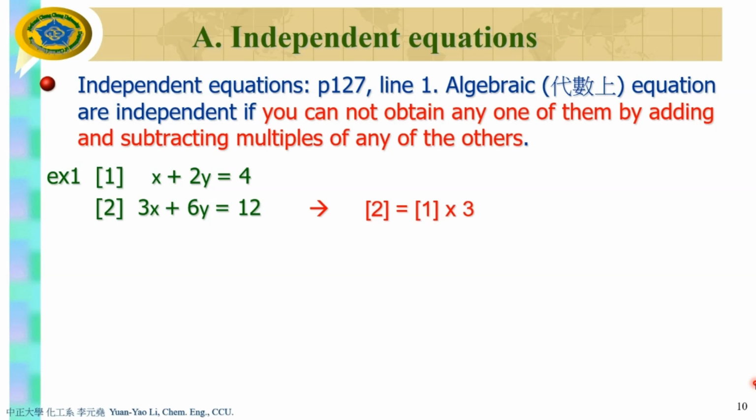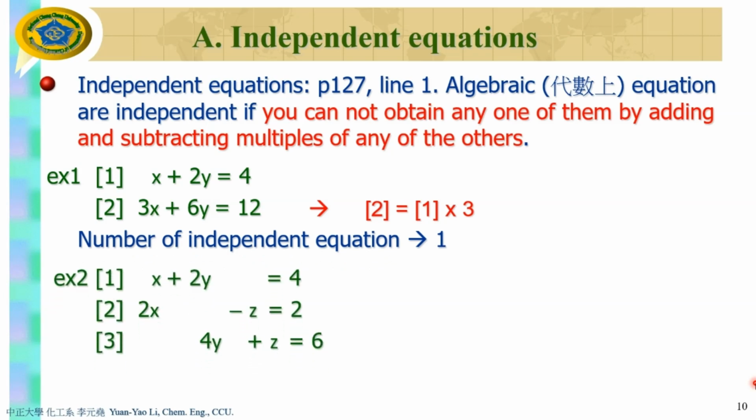If you have two independent equations, then you can get the values of x and y. But unfortunately, you only have one independent equation in this case. So the number of independent equations is 1.